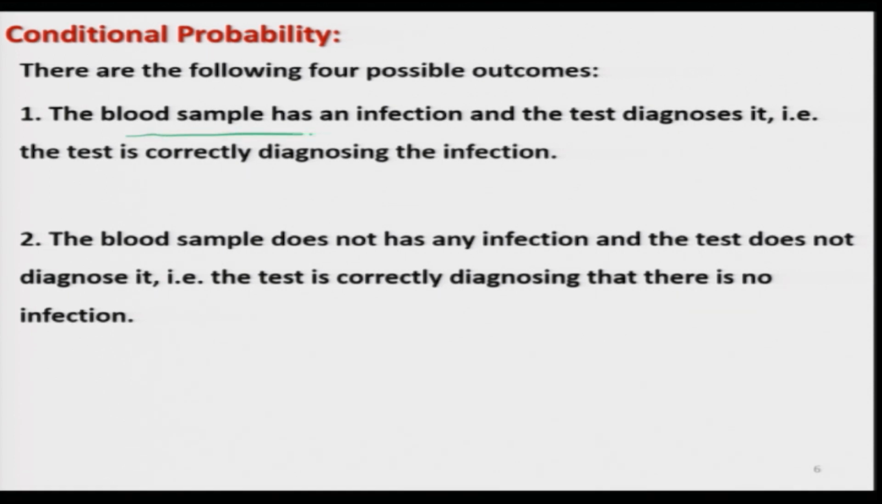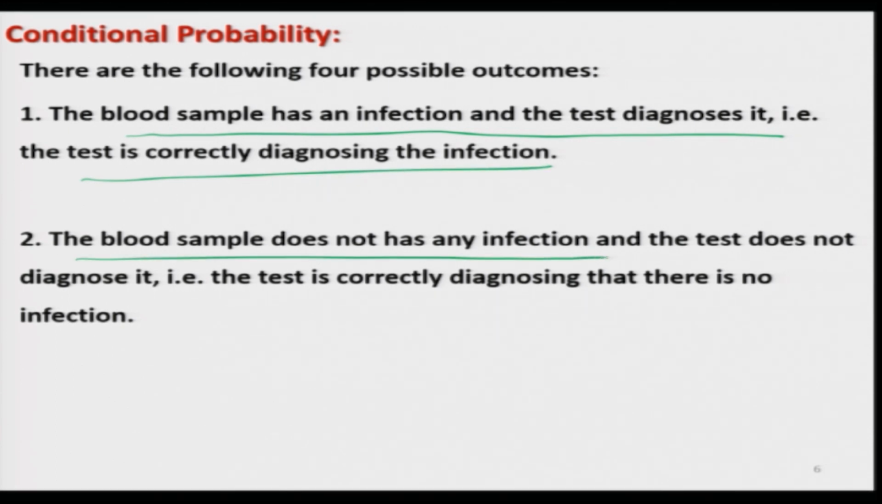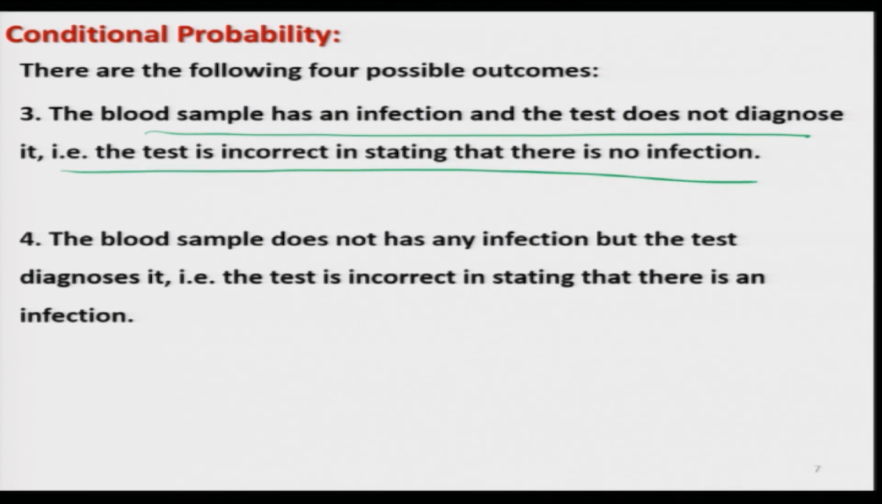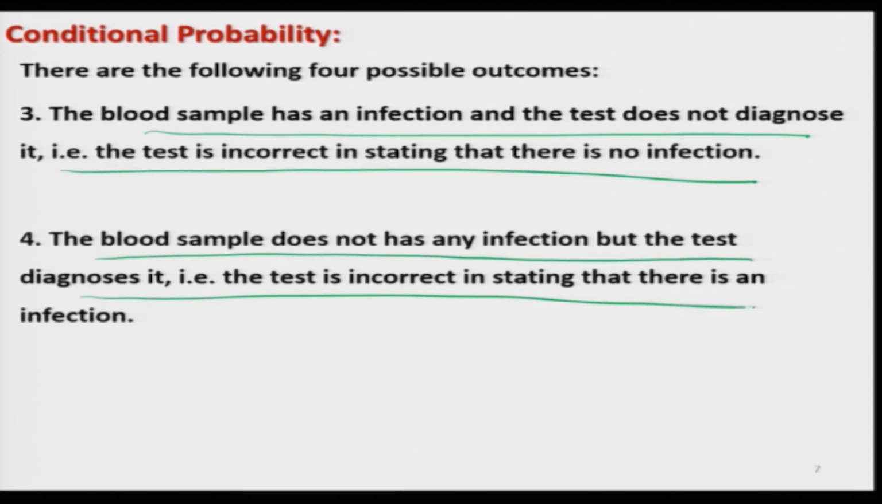The blood sample has an infection and the test diagnoses it. That is, the test is correctly diagnosing the infection. The blood sample does not have any infection and the test does not diagnose it. That is, the test is correctly diagnosing that there is no infection. Right. And the third possibility is that the blood sample has an infection and the test does not diagnose it. That is, the test is incorrect in stating that there is no infection. And the fourth option is that the blood sample does not have any infection, but the test diagnoses it, that is, the test is incorrect in stating that there is an infection.